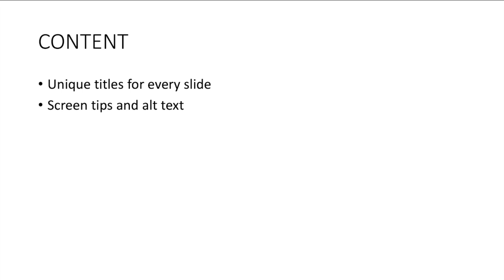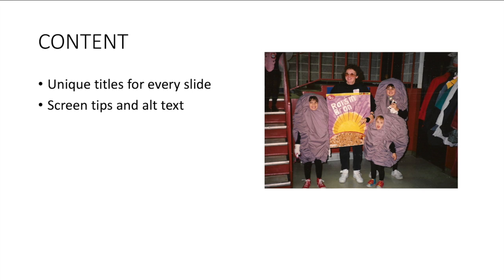When it comes to content, specifically for PowerPoints, include unique titles for every slide. This helps the screen reader know where it is within the presentation. You also want to be sure to include screen tips and alt text. So this image, circa 1989, should include alternate text if I want a screen reader to pick up on it.